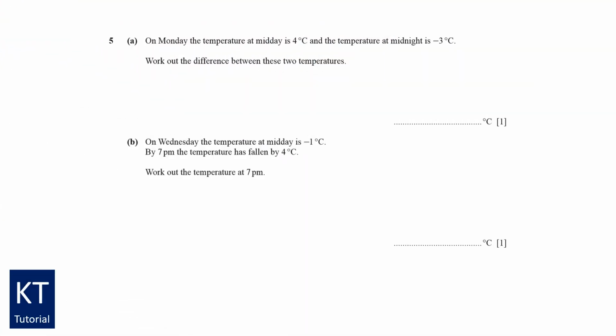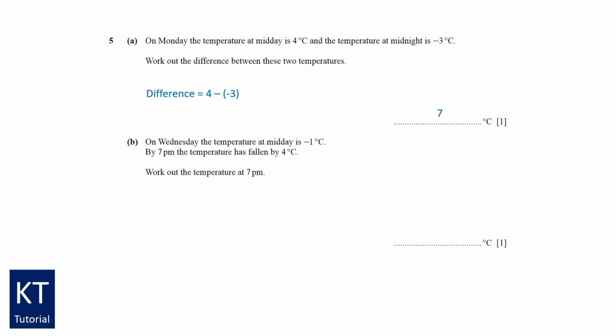Question 5a. On Monday, the temperature at midday is 4 degrees Celsius and the temperature at midnight is minus 3 degrees Celsius. Work out the difference between these two temperatures. When dealing with both positive and negative integers, the difference is 4 minus minus 3, which in essence is 4 plus 3, which equals 7.